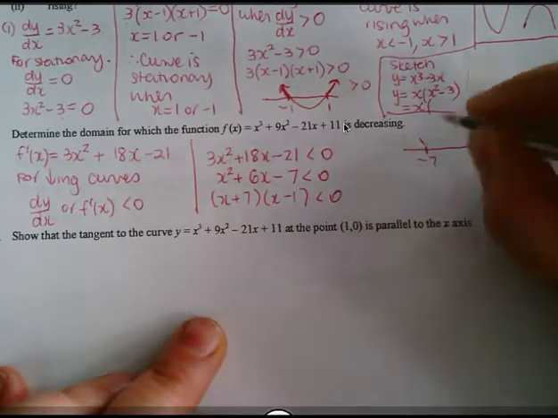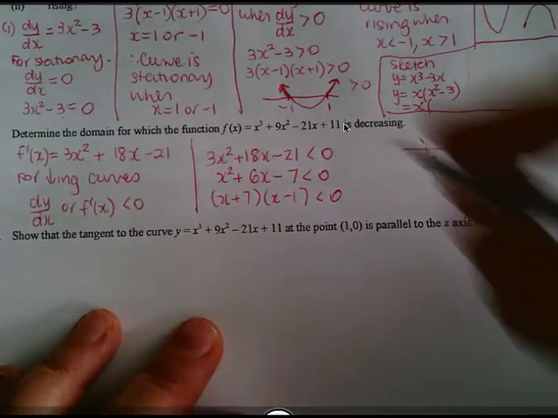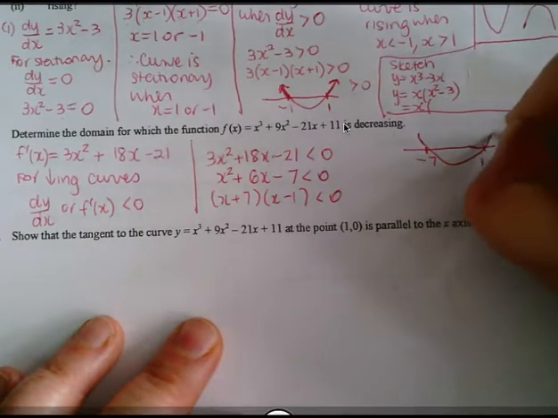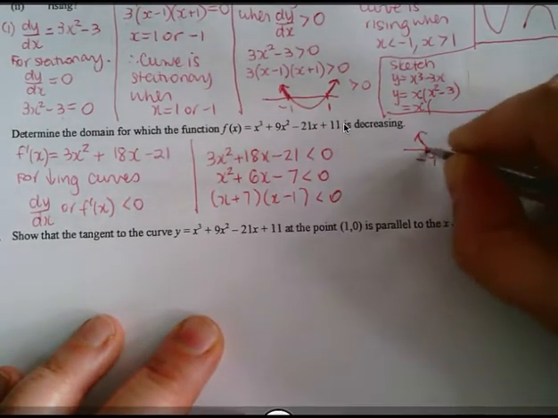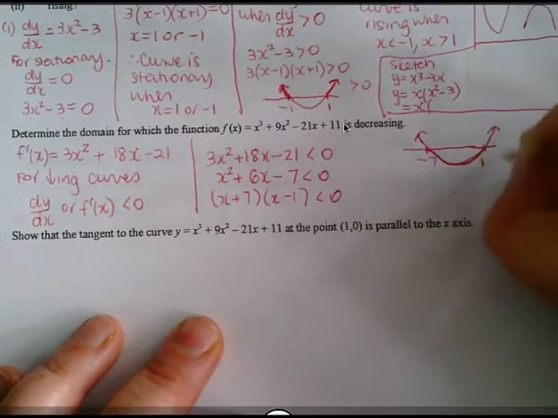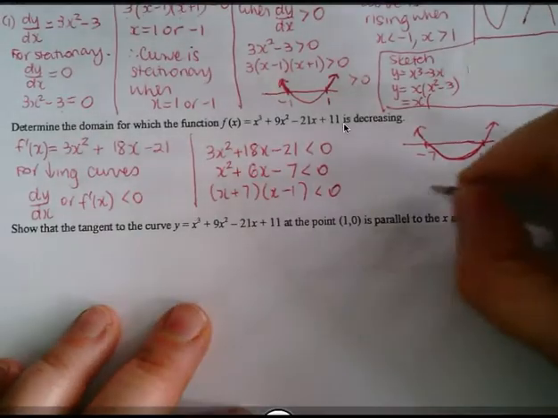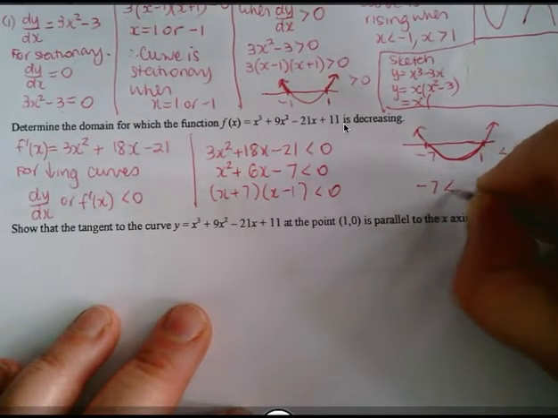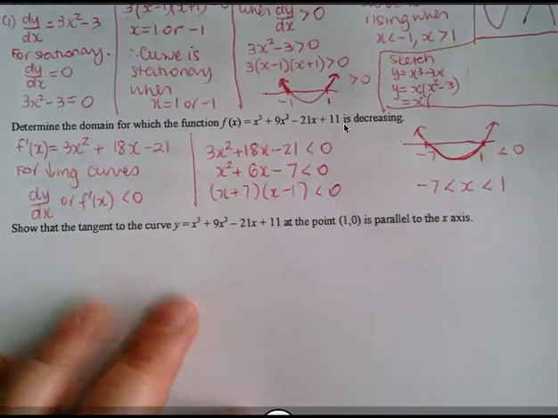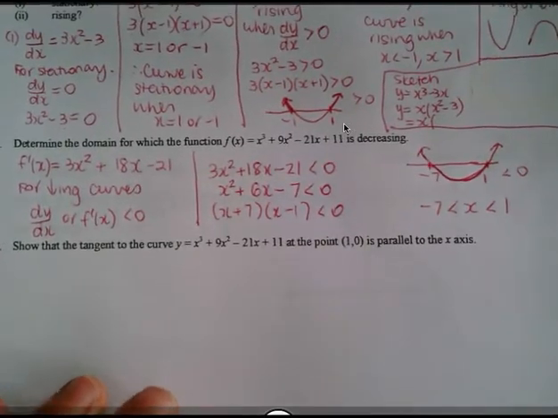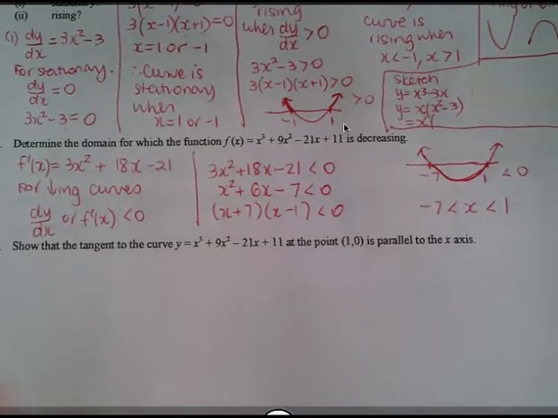So is it concave up or down, this curve? So we draw it like that. And where is this curve less than 0? It's between -7 less than x, which is less than 1. There are no less than or equal to's. Okay, I'm going to sketch this function in Desmos. What we're looking for is the values of x between -7 and 1, where the curve should have a negative gradient.